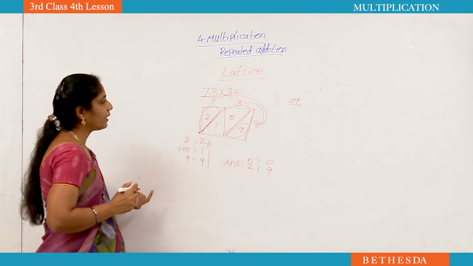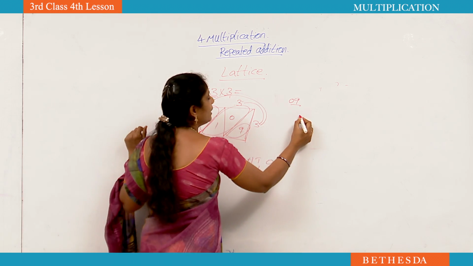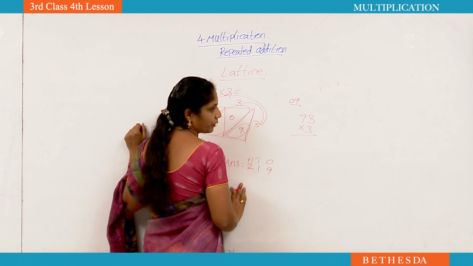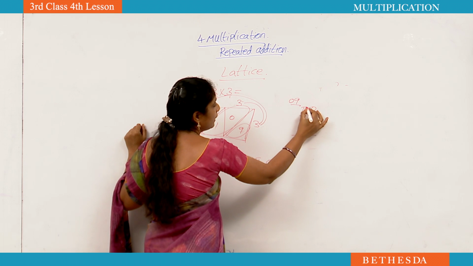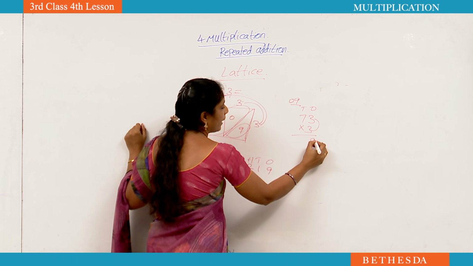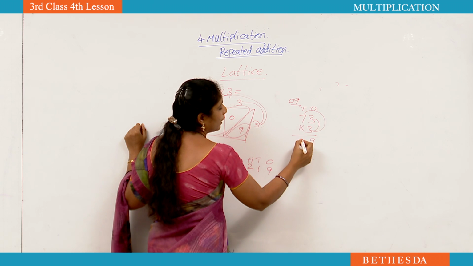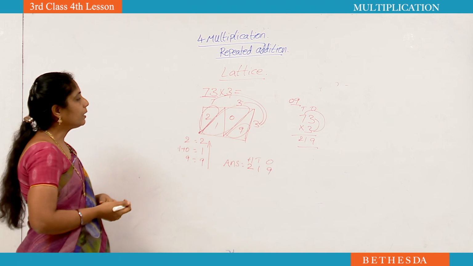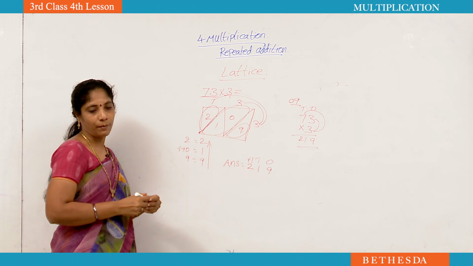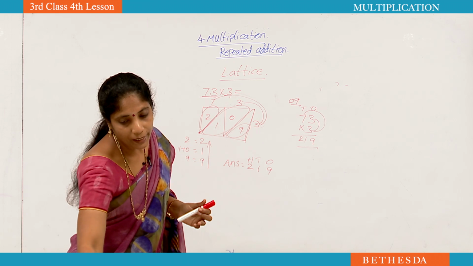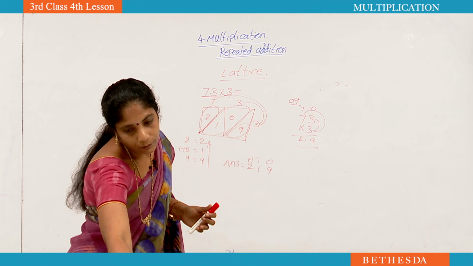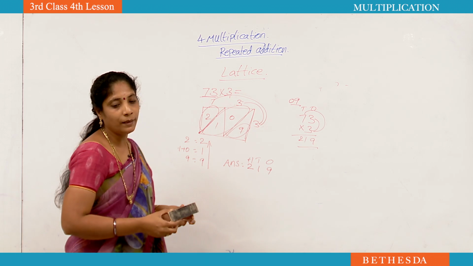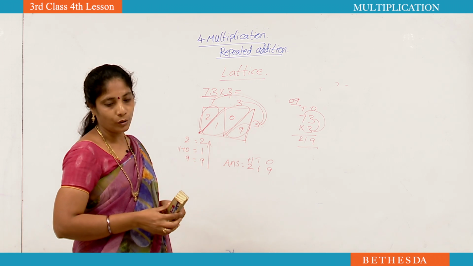Now the answer is 219. We will check the answer in the normal method also, the long multiplication method. Ones, tens. 3 3s are 9. 3 7s are 21. Yes. Did you get the same answer? Yes. In these two methods we will get the same answer. On page number 101, activity 4.9, he is asking for the lattice method of multiplication. You have to do those.